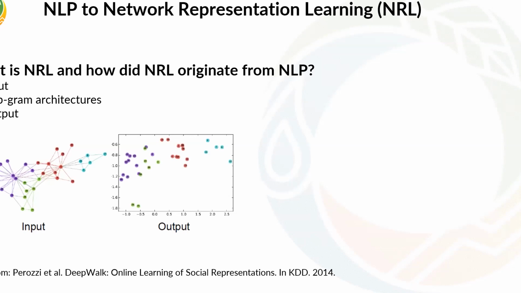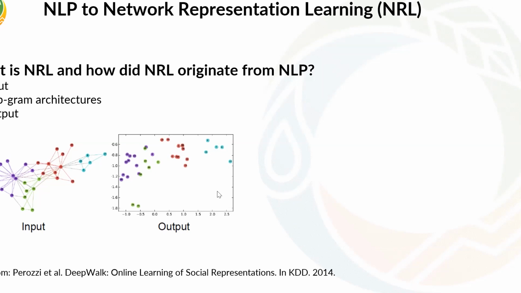And here is a more visualized example of what network representation learning is. In this figure, on the left part, you can see we have an input graph, an input network. And after analyzing it using network representation learning techniques, we can generate the embedding vectors of the nodes and map them into a two-dimensional space.